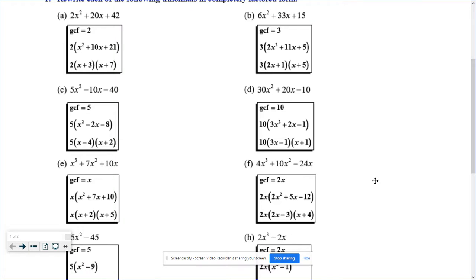Hello everyone, I want to get back to you with the homework answers for Unit 7, Lesson 6. Just wanted to go over a few quick things.